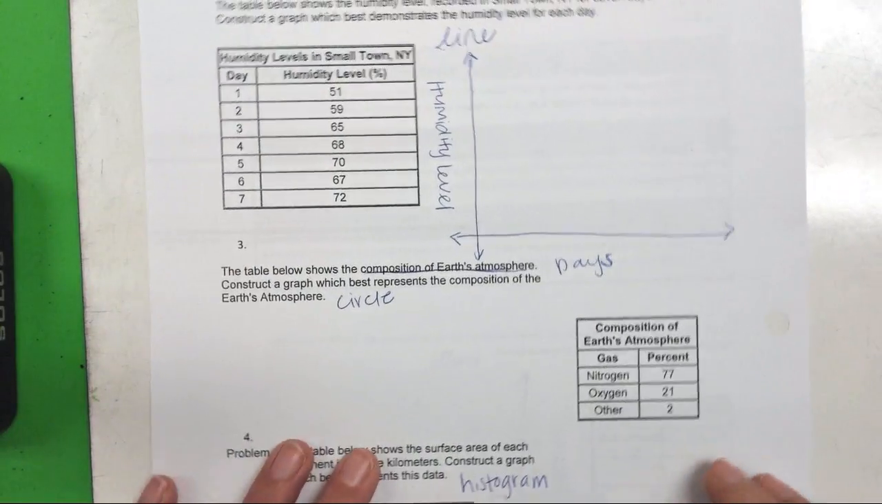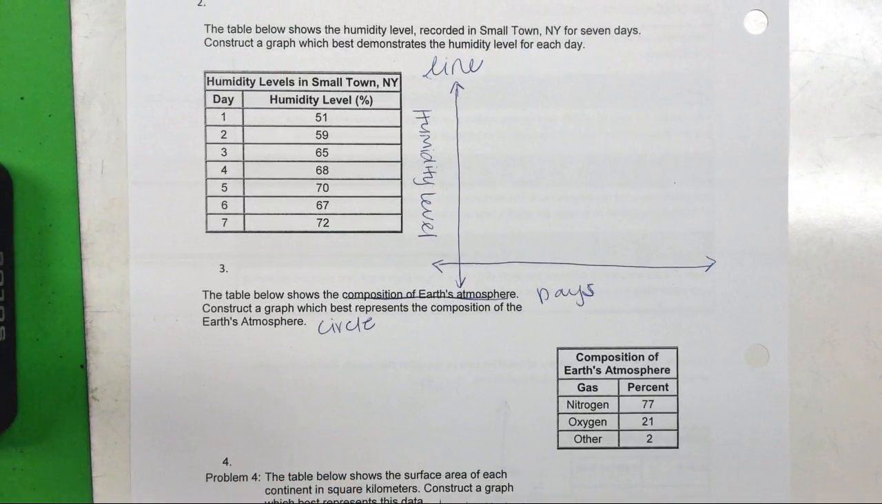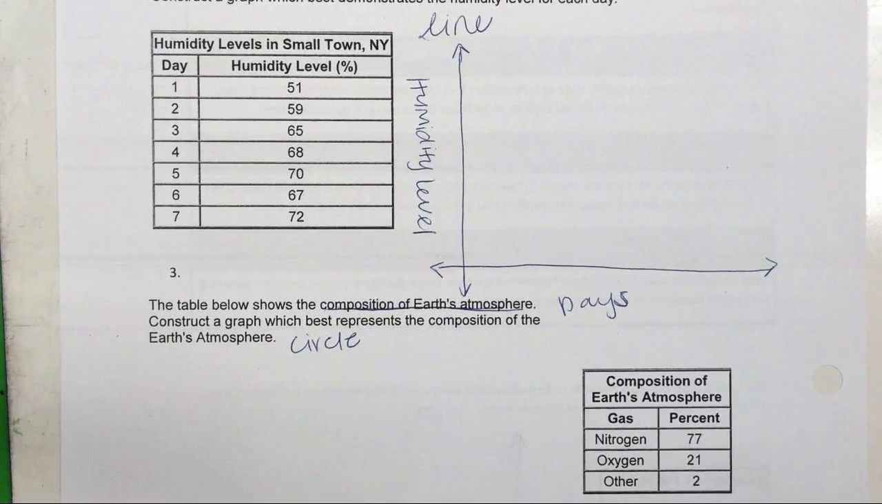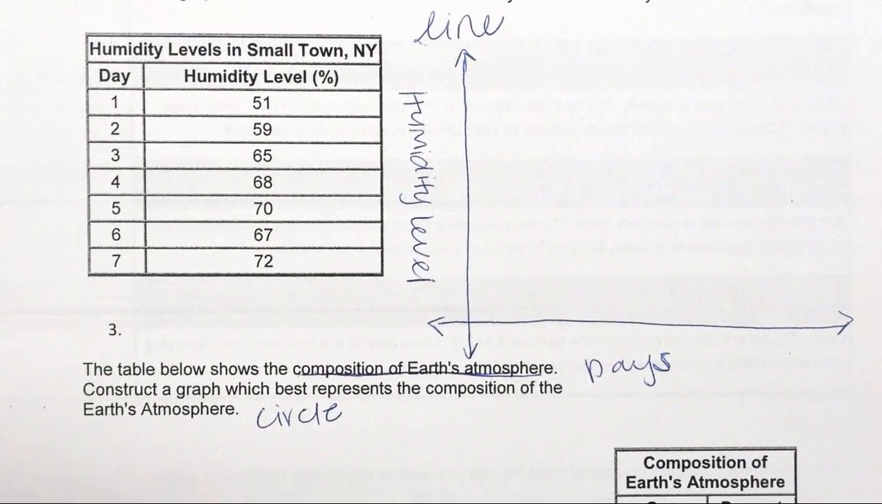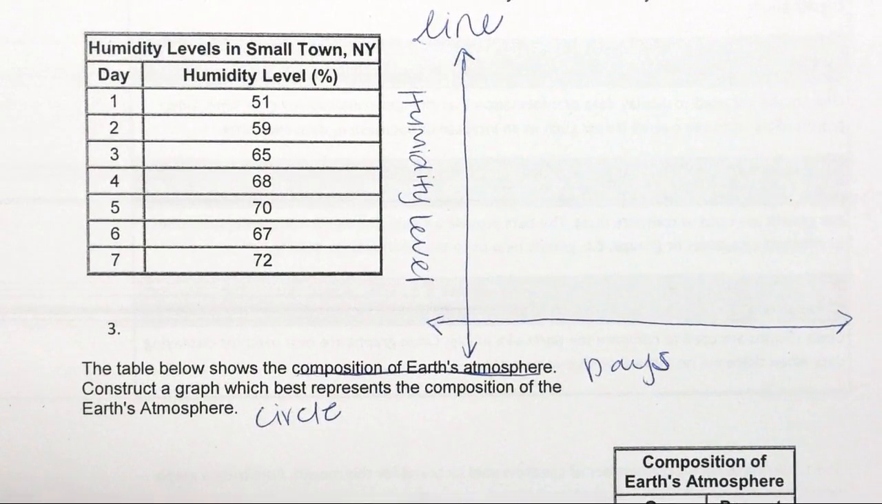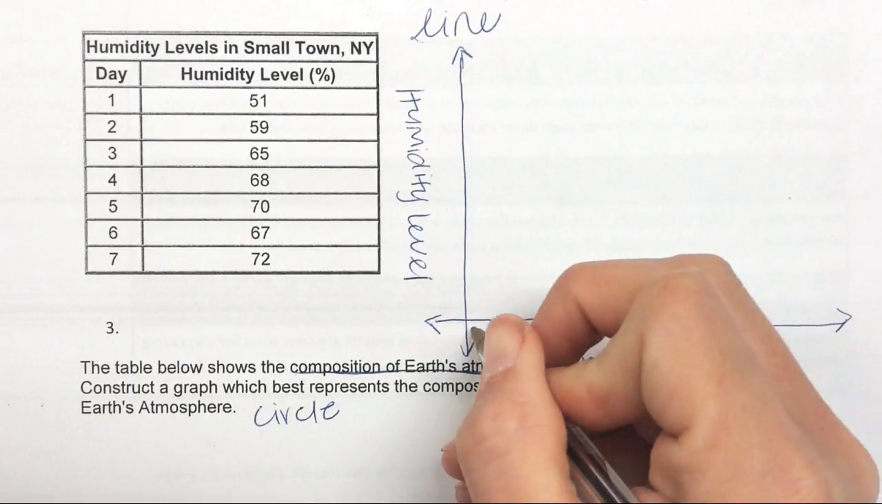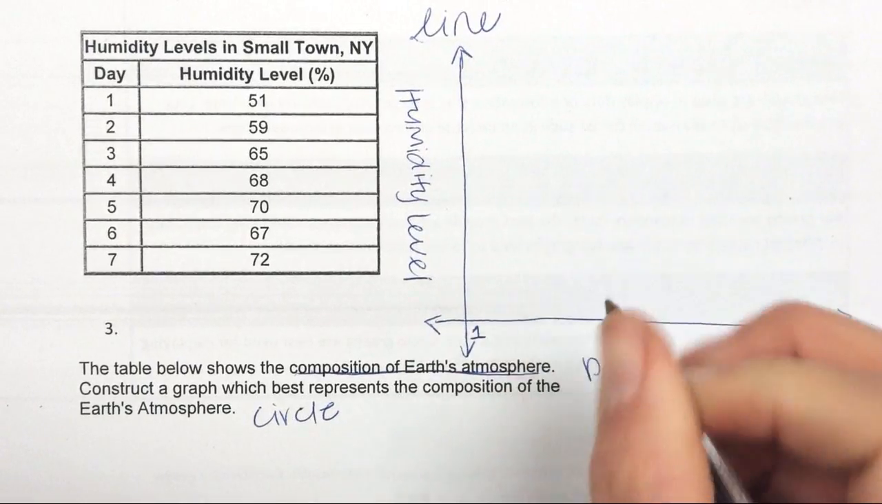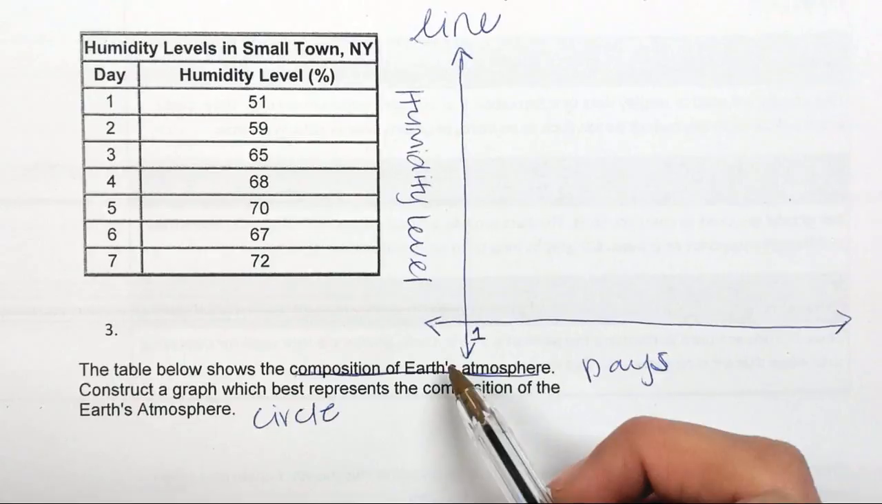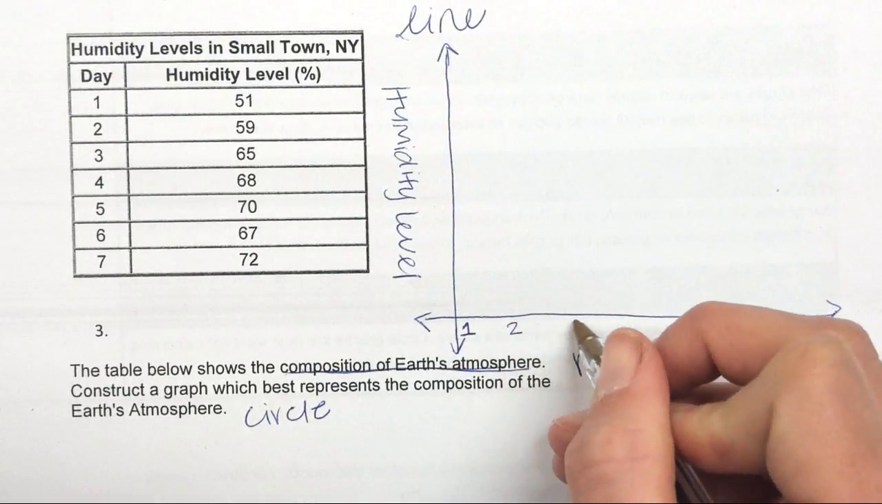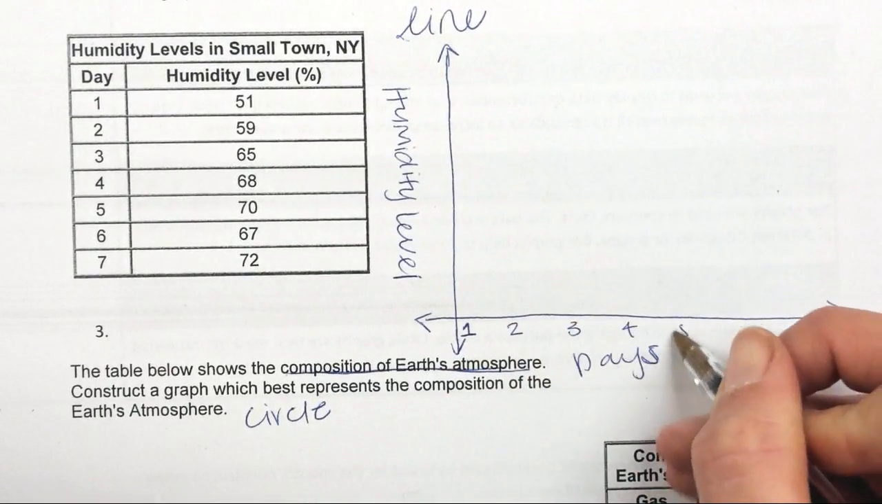I'll give y'all a second to draw that. Okay, the days obviously go from 1 to 7. Remember with line graphs, we want to start the first day on the origin, so it doesn't look funny. So I'm going to draw the 1 really close to the origin at 0, 0. Then we have 2, 3, 4, 5, 6, 7.